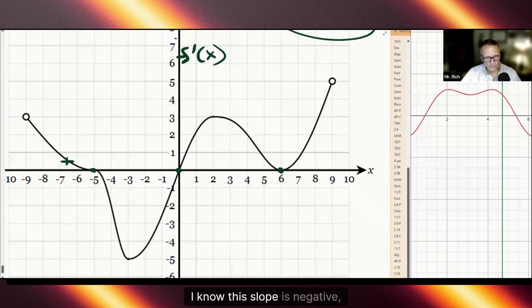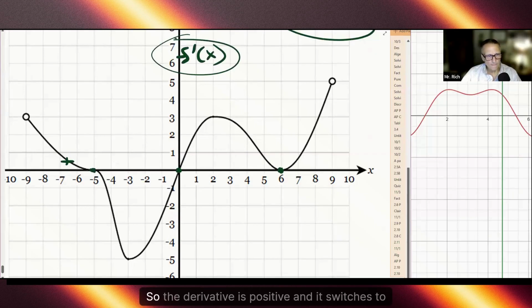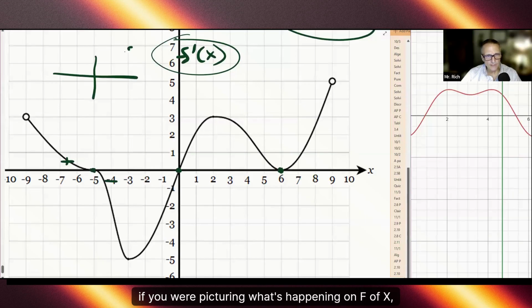Now, I know this slope is negative, but I'm talking about the y values here because it's the derivative. So the derivative is positive and it switches to negative. Well, picture what's happening with f of x. If the derivative changes from positive to negative at x equals -5, right? If you were picturing what's happening on f of x, which we aren't looking at, but over here at -5, what has to be happening is the function was increasing and then it switched to decreasing because the derivative just went from positive to negative.